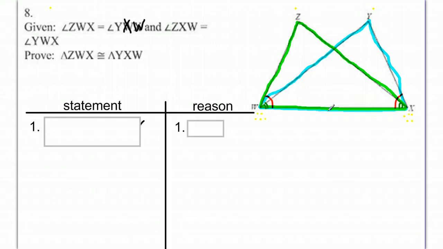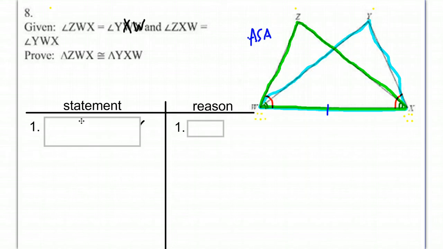And because it is a shared side, it's going to be equal to itself. We can use one mark there. And we can use reflexive property on that. So looking at our two triangles, we have this green highlighted one. We have an angle, a side, and an angle. And then the blue highlighted one, we also have an angle, side, and an angle. So we're going to be able to use angle, side, angle congruence to do our proof.